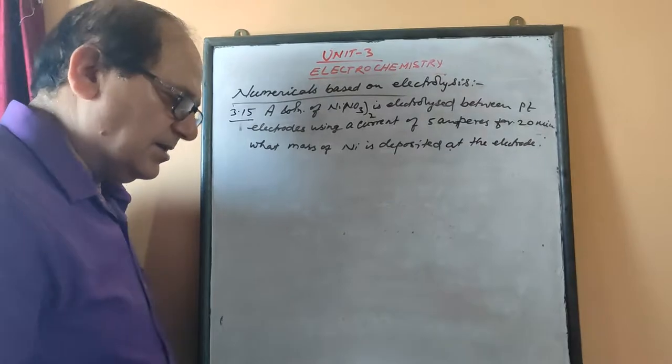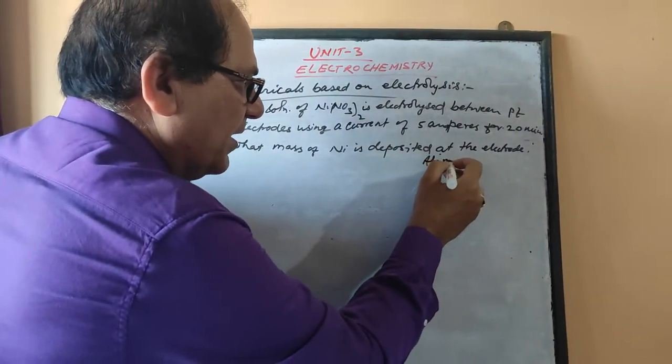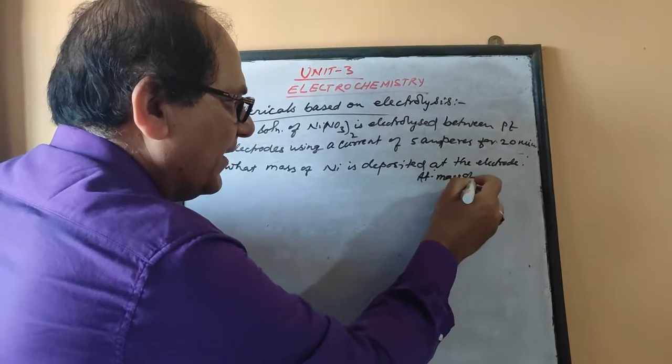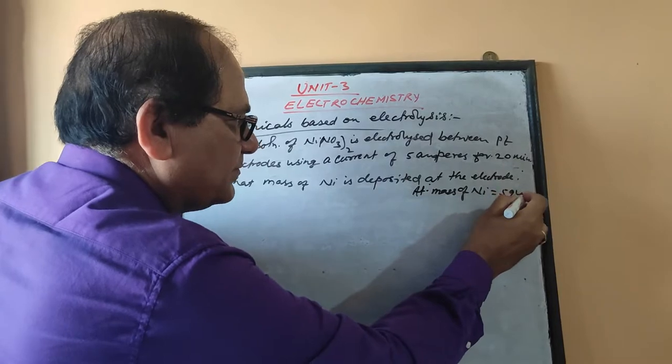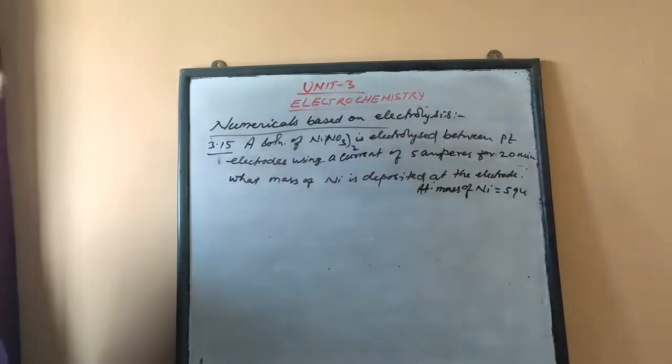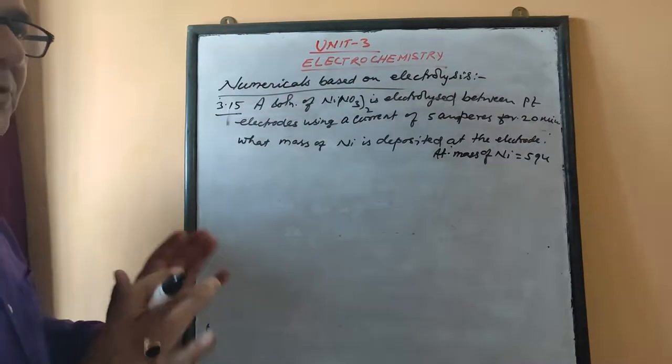Actually in the question the atomic mass of Ni is not given, but you can check the atomic mass of Ni is equal to 59 u, 58.7, about 59 u. Now how will you solve it without using Faraday's law?